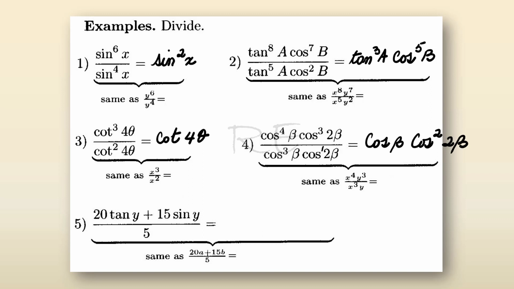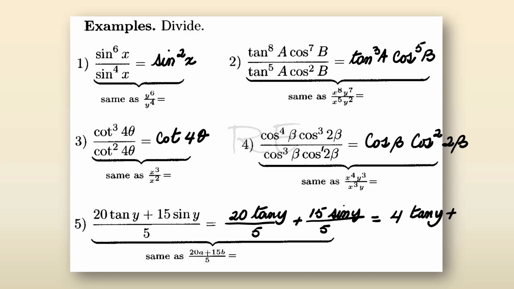20 tan y plus 15 sine y divided by 5 is equal to 20 tan y over 5 plus 15 sine y over 5. 20 over 5 is 4. Therefore, we get 4 tan y plus 15 over 5 is 3. 3 sine y.